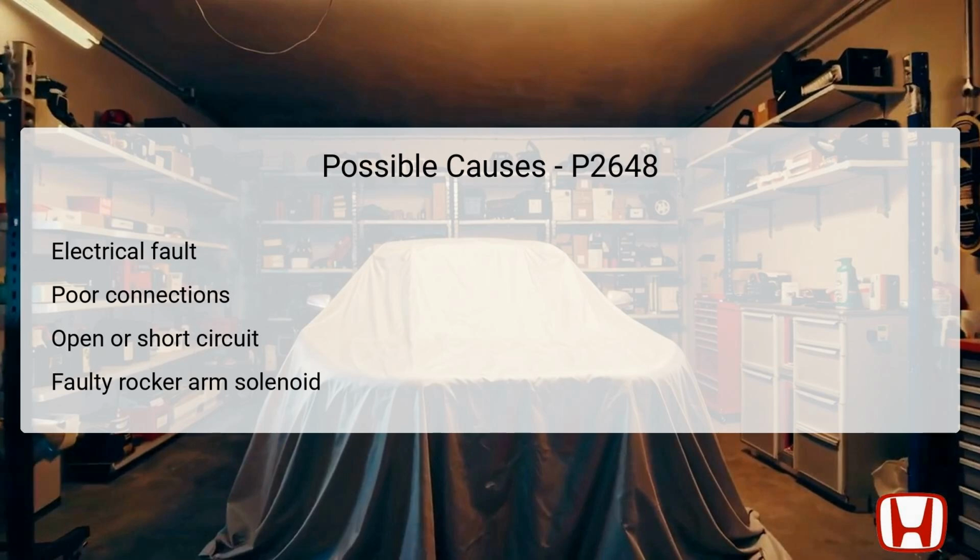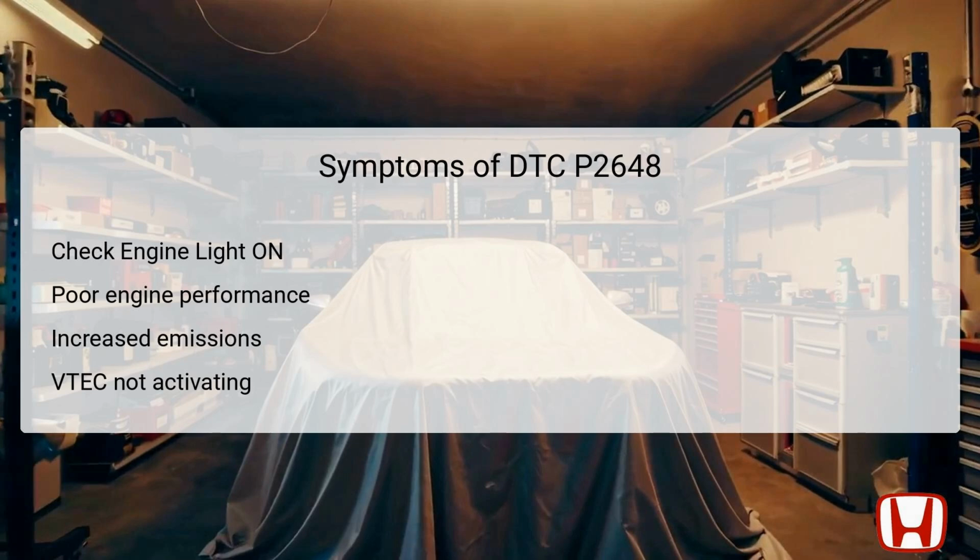It is essential to ensure that all wiring and connections are inspected thoroughly to facilitate accurate diagnosis. Neglecting these can lead to more significant engine issues and inefficiencies. The presence of DTC P2648 can manifest in several symptoms that may alert the driver or technician to an underlying issue. The most prominent symptom is the illumination of the check engine light, CEL, which informs the driver that there is a problem that requires attention.